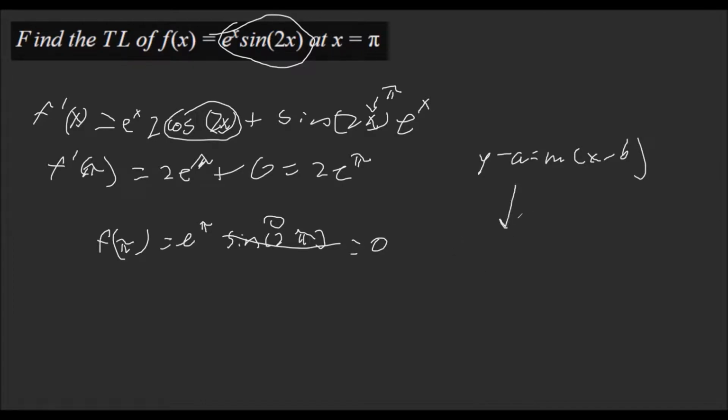So we can fill in our standard equation, or our tangent line, I suppose, by y equals 2 times e to the power of pi times x minus a, or x minus b, which in this case is going to be pi. And this right here is our tangent line. It's pretty simple. It's also, I forgot to mention, a way to approximate the value of a curve, as I'll show you in this next example.